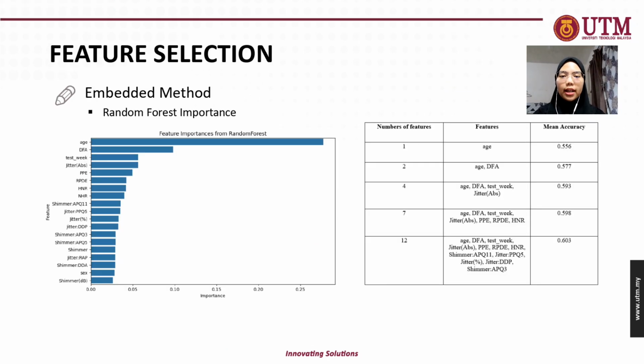For the feature selection part, the random forest importance is used. The random forest importance falls under the embedded method. So this method was employed to rank the features from most to least important based on their contribution to predicting Parkinson's disease. A threshold was set to determine the number of features selected for the final model.